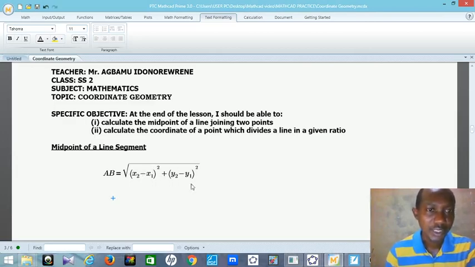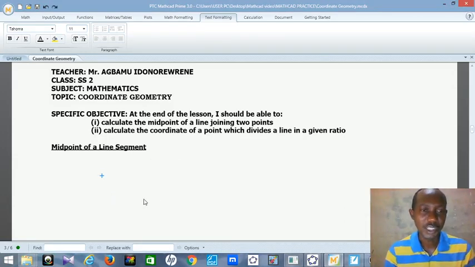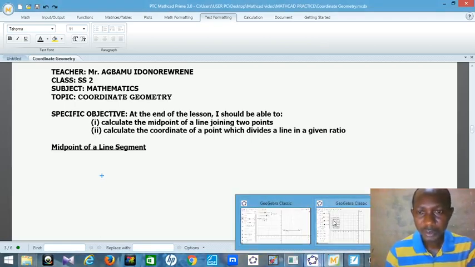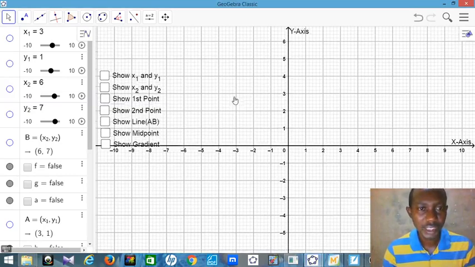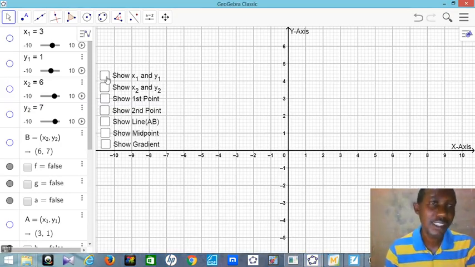So in today's class, I want to see how you can get the midpoint. If you have 2 points A and B, how do you get the middle point, which is the midpoint between them? That is what we are going to do in today's class. I'm still going to use the animation I used here to demonstrate this lesson so that you can understand it very well.